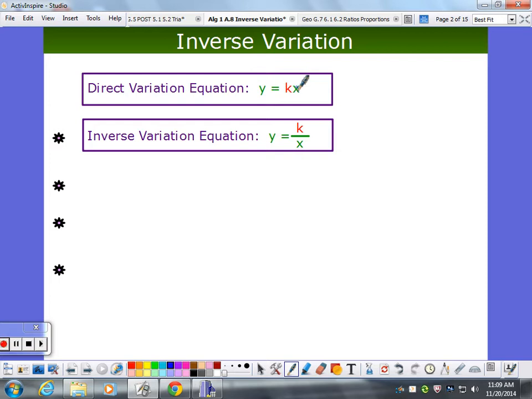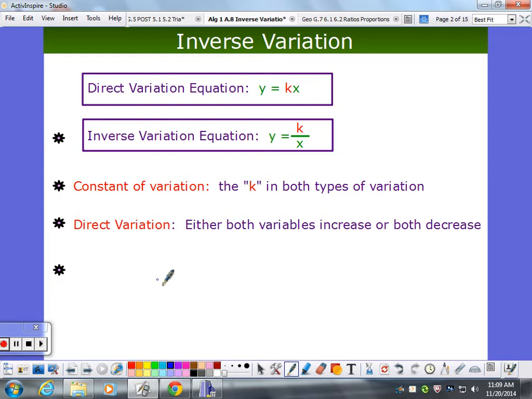Y equals kx is direct. Look at inverse: y equals k over x. So constant variation multiplied by x gives us the direct, and k divided by x is inverse. Now this constant of variation k means the same thing in both. It will be a constant number, like 5 or 10.